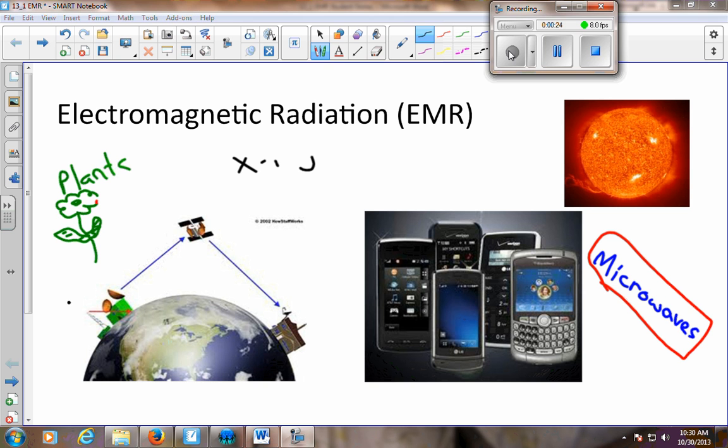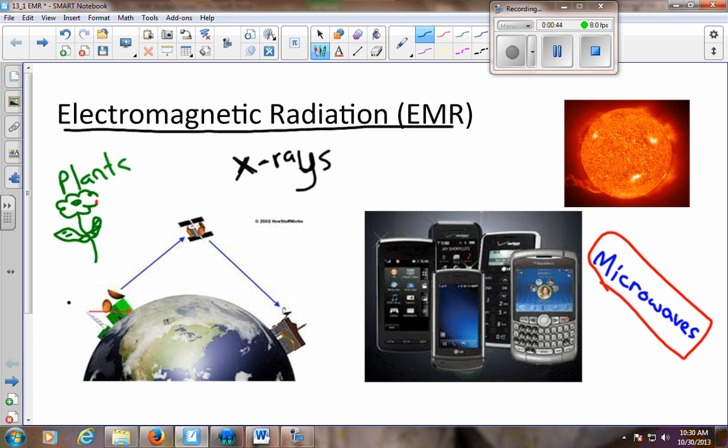We talked about plants, we talked about X-rays, we looked at satellites, we talked about cell phones, and we talked about the sun and microwaves, and we said that there is a common link that links all of these things together. We did some brainstorming, and we came down to the conclusion that the thing that links all of these things together is something called electromagnetic radiation.